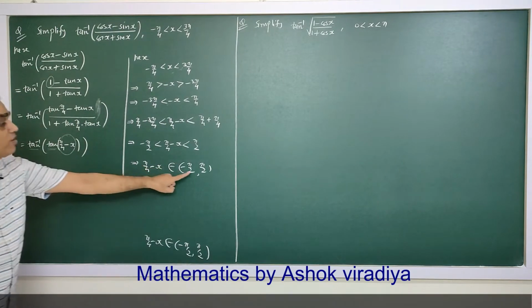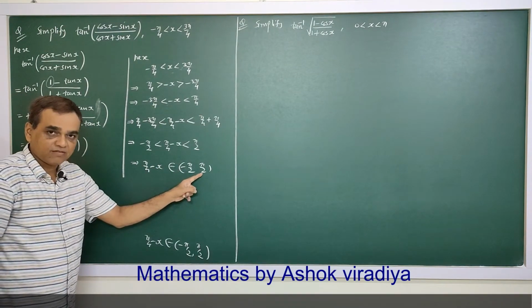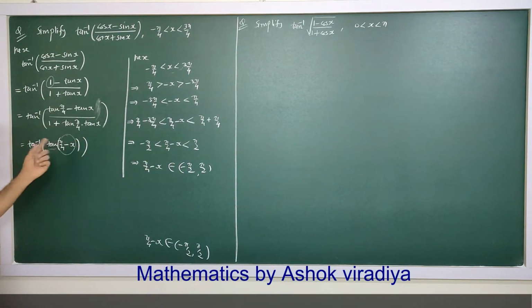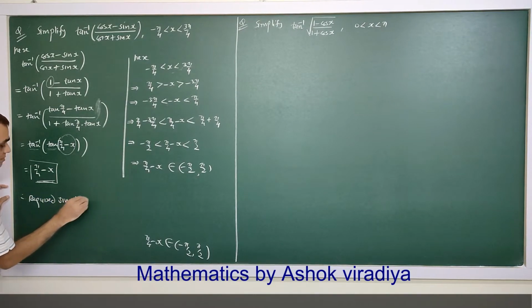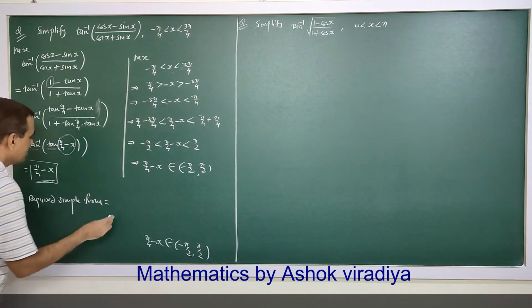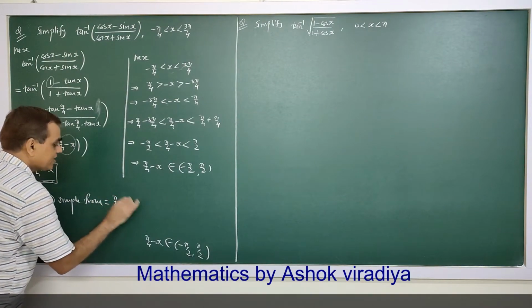It belongs to the domain of tan. We have proved that this number is in the domain of tan, so tan inverse tan can be removed. So this is the simple form. Therefore, the required simple form is pi by 4 minus x.